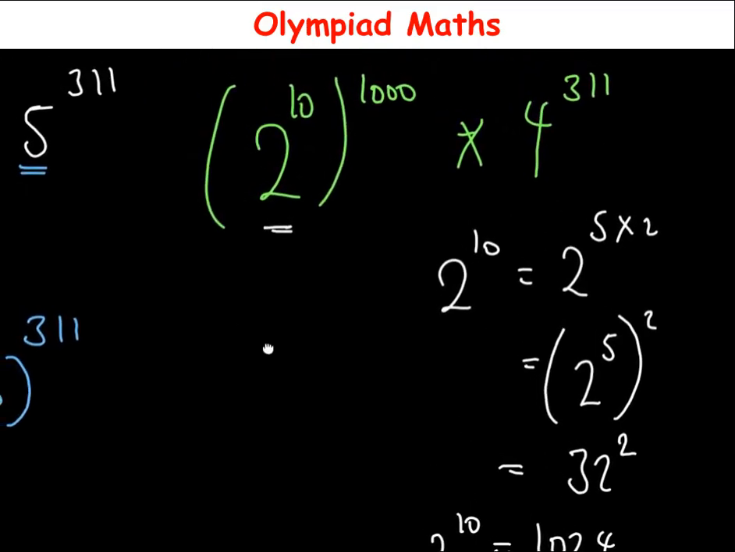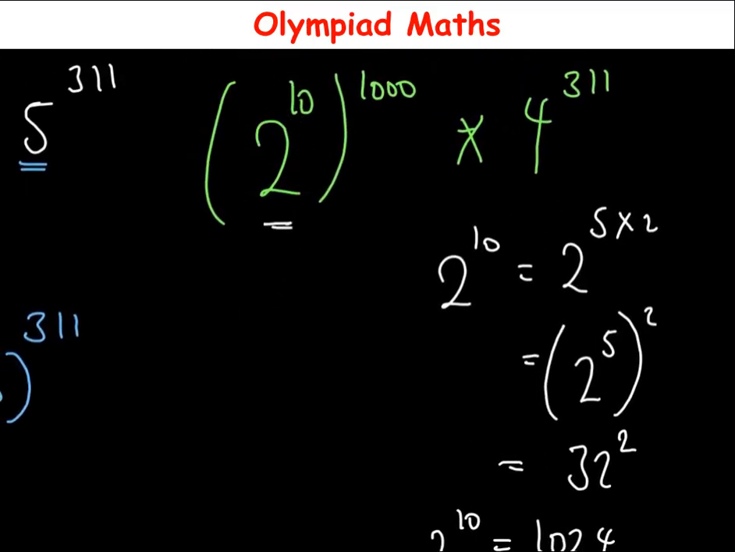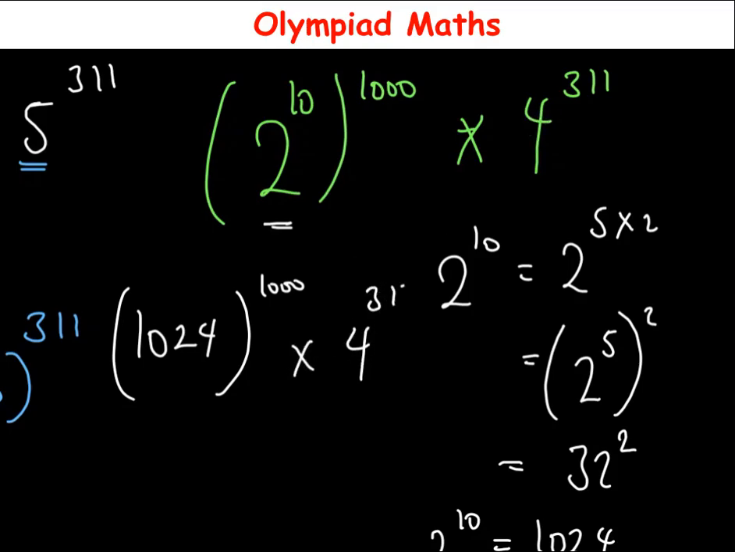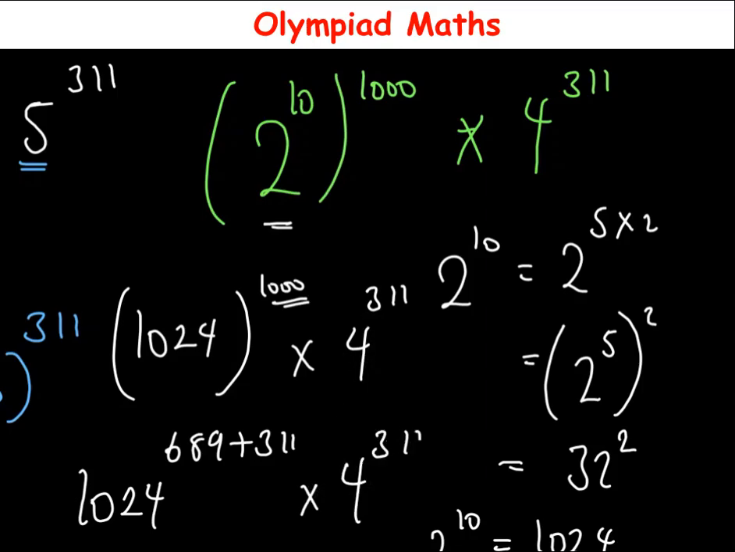So with this, the value of 2 raised to power 10 is equal to 1024, then all raised to power 1000, then times 4 raised to power 311. From here, we can express 1000 as 689 plus 311. This becomes 1024, then 1000 becomes 689 plus 311, then times 4 raised to power 311.